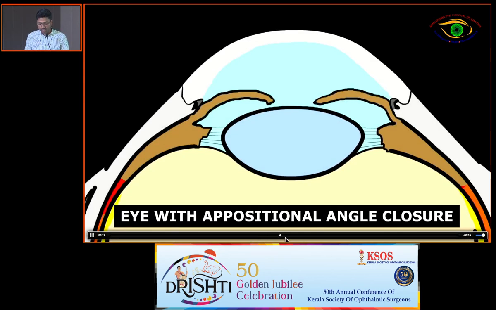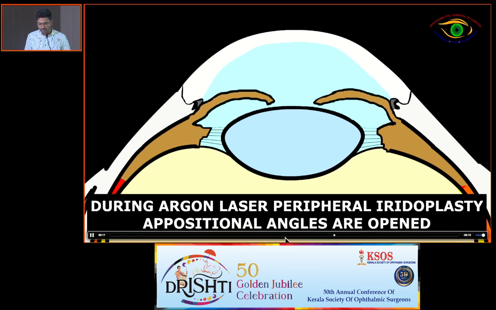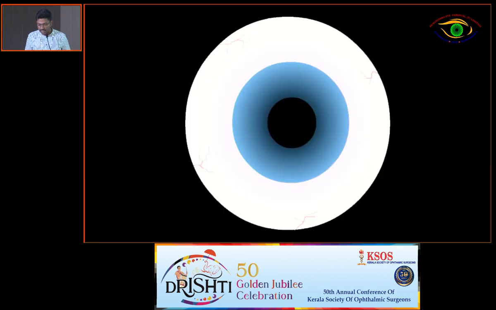And an eye with appositional angle closure, you can see what is happening there with the red arrow. Then the argon laser peripheral iridoplasty opens the appositional angles. Whenever you give a laser, it will pull the peripheral anterior synechiae and open up the angle so that the angle structures become free, which can be easily seen in such animations.